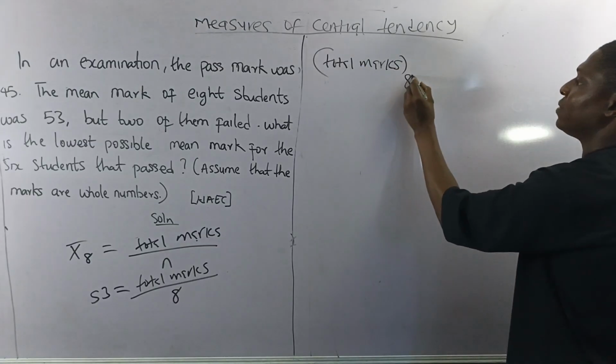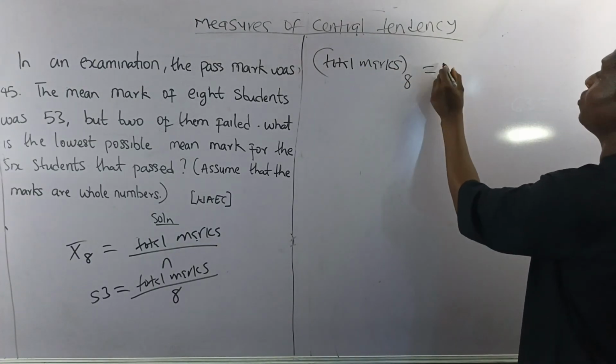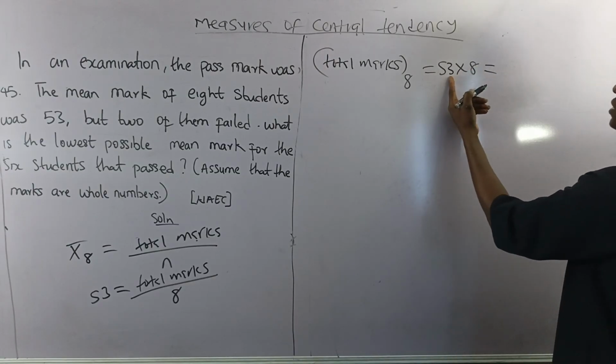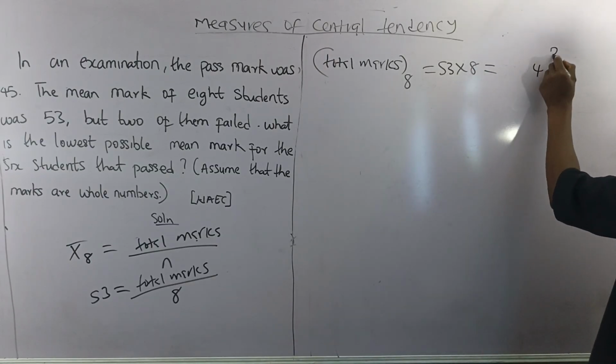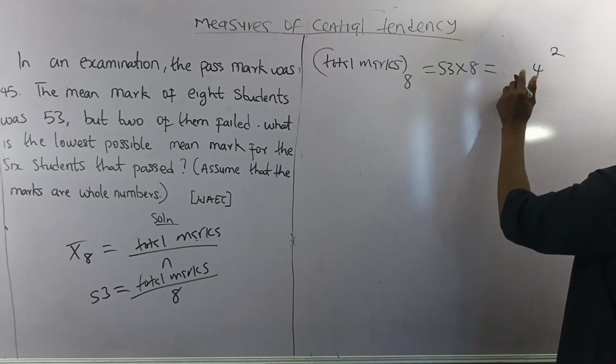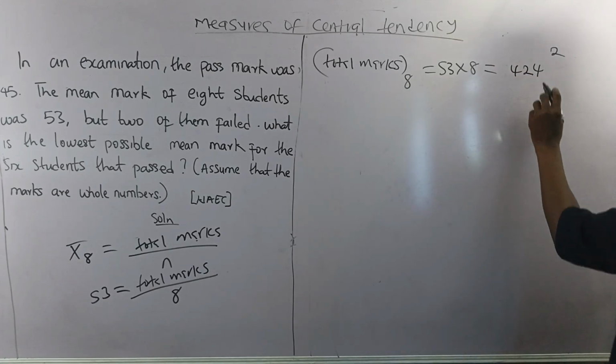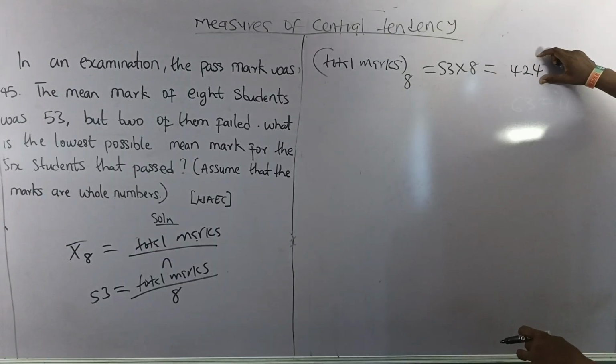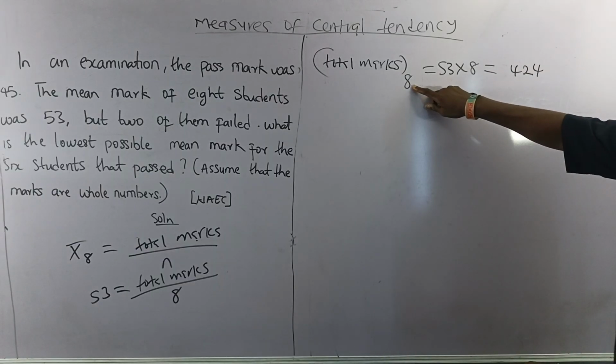So I have total marks, in brackets subscript 8, which is for 8 students, equals 53 times 8. 3 times 8 is 24, 4 carry 2. 8 times 5 is 40, plus 2 gives 42. So 424 is the total marks for all 8 students.